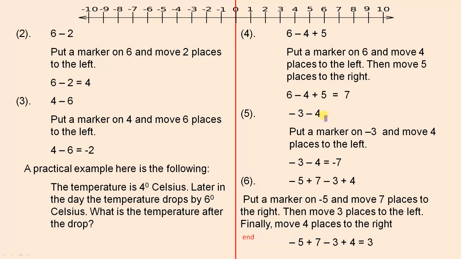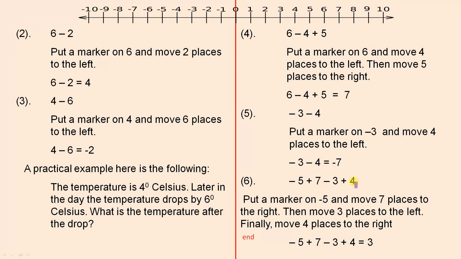Now we have minus 3 minus 4. Since minus 3 is the first number, we put a marker on minus 3, which is there. And move 4 places to the left because it has minus 4. 1, 2, 3, 4. And you can see that the answer is minus 7. So minus 3 minus 4 equals minus 7.